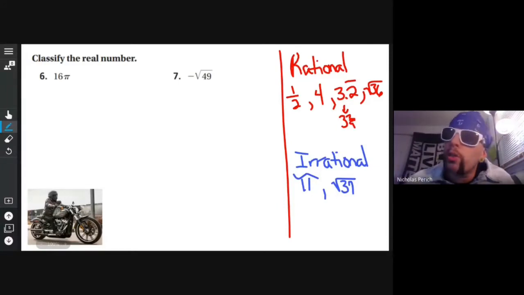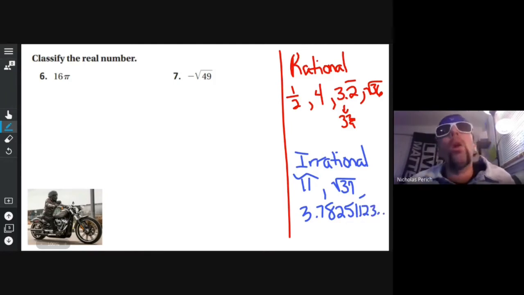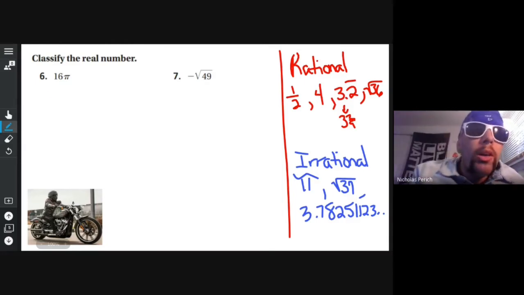I also have this number right here that I could use. 3.7825112 and so on and so forth. No pattern, goes on forever. Irrational means crazy. Terrible number. So if I have pi, it's a terrible number. If I have 16 of them, guess what that means? It's a terrible number. So what is this? Irrational.